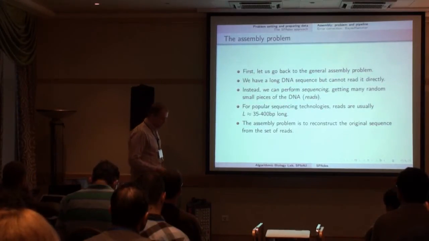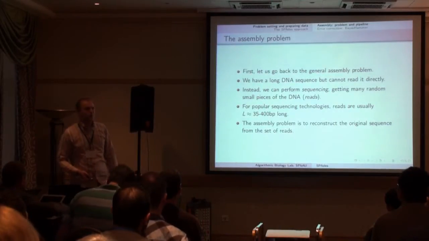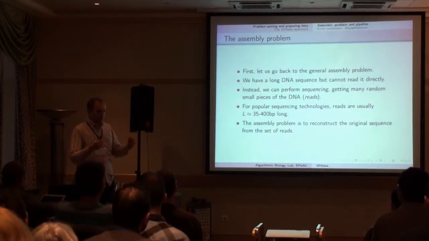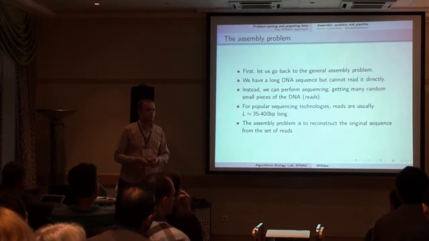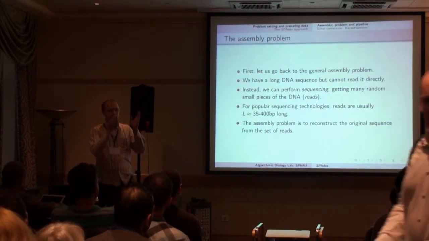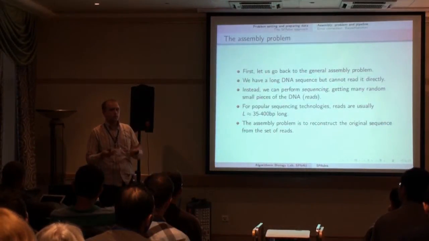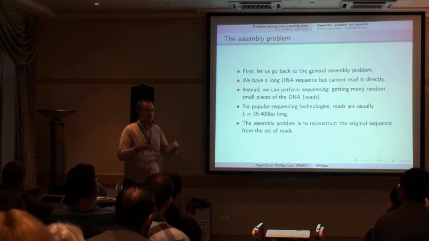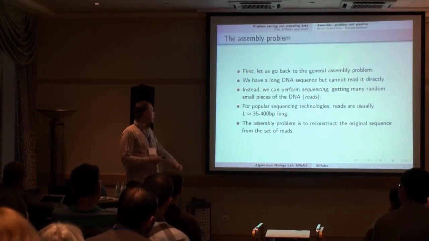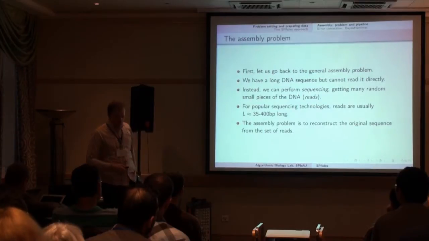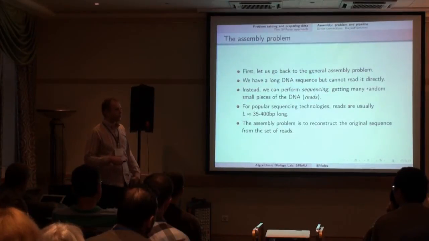Okay, so just as a quick reminder, what is genome sequencing, what is genome assembly? Usually, the DNA is a very long string which we cannot read directly. So what we do is we perform sequencing, which means that we break this DNA into a lot of small pieces, and then in software we try to piece these pieces back together into a single string. And this is called genome assembly. And for the popular sequencing technologies, the reads are usually from 35 to 400 base pairs long.